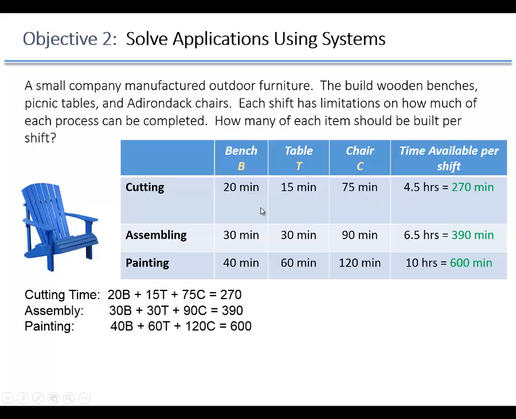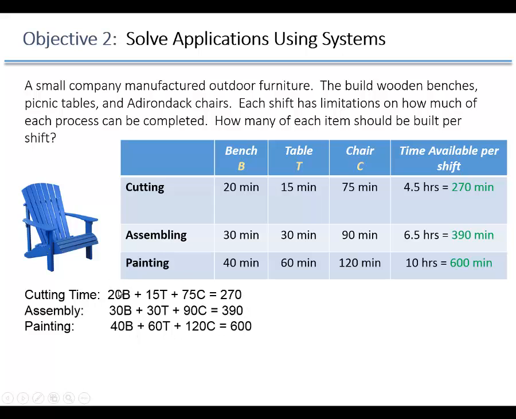And then of course the same thing is true for assembling and painting as well. 30B plus 30T plus 90C equals 390. And our bottom row, 40 minutes for each bench, 60 minutes of painting for each table, 120 minutes for each chair, and that's got to be 600 total minutes. So there's our system of equations.